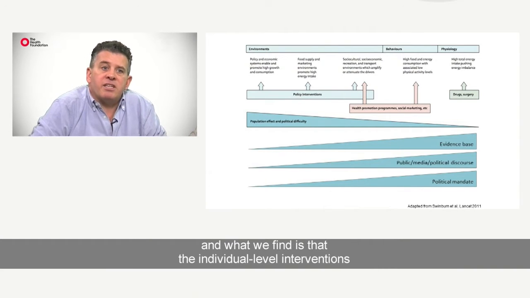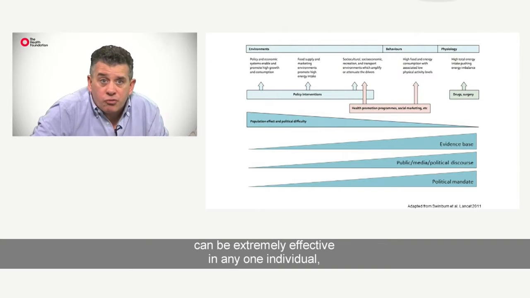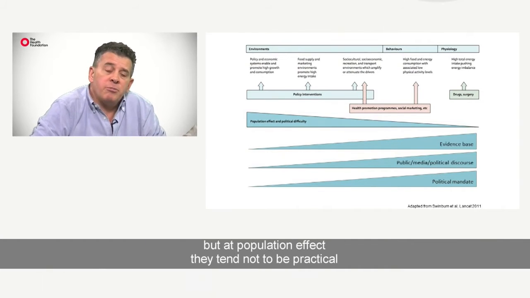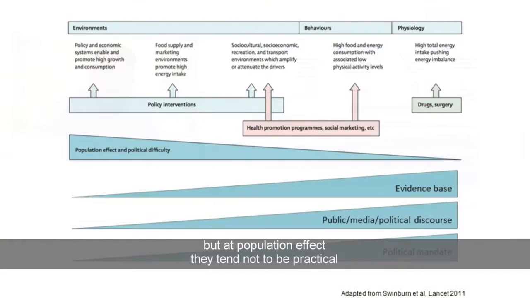And what we find is that the individual level interventions can be extremely effective in any one individual. But in terms of population effect, they tend not to be practical at shifting the population. Bariatric surgery, surgery for obesity, is a very, very effective intervention in the right individuals. But we've got around 1.5 million people with a body mass index over 40 in this country. Very, very rough measure of need. I'm not for a moment saying that all those people should have surgery, but as a very rough indication, we've got about 1.5 million people who might benefit. But we do something like 6,000 or 7,000 of those operations a year. Great intervention in the right individual, but it's not a population level response.